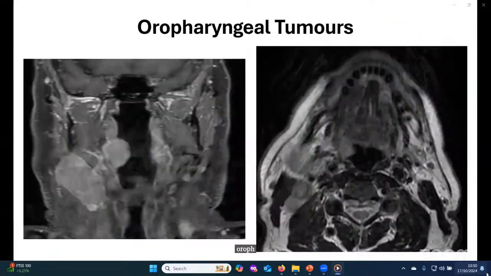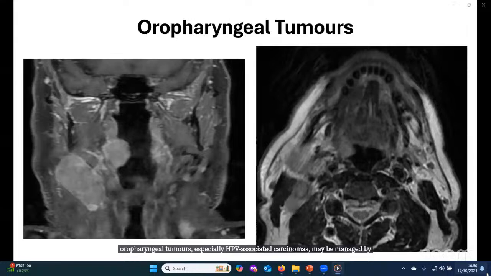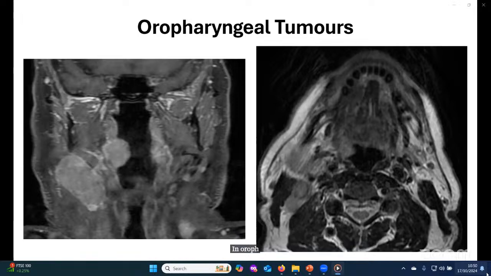Oropharyngeal tumours, especially HPV-associated carcinomas, may be managed by radiotherapy, chemoradiotherapy, or surgery. Unlike oral cavity tumours, where extrinsic muscles have no influence on tumour stage, in oropharyngeal tumours, extrinsic muscle involvement has direct influence on stage, and involvement would correlate to a PT4 tumour. Radiology is essential in determining the extent of tumour, and an appreciation of this will help in pathological staging and an approach to the macroscopic specimen.